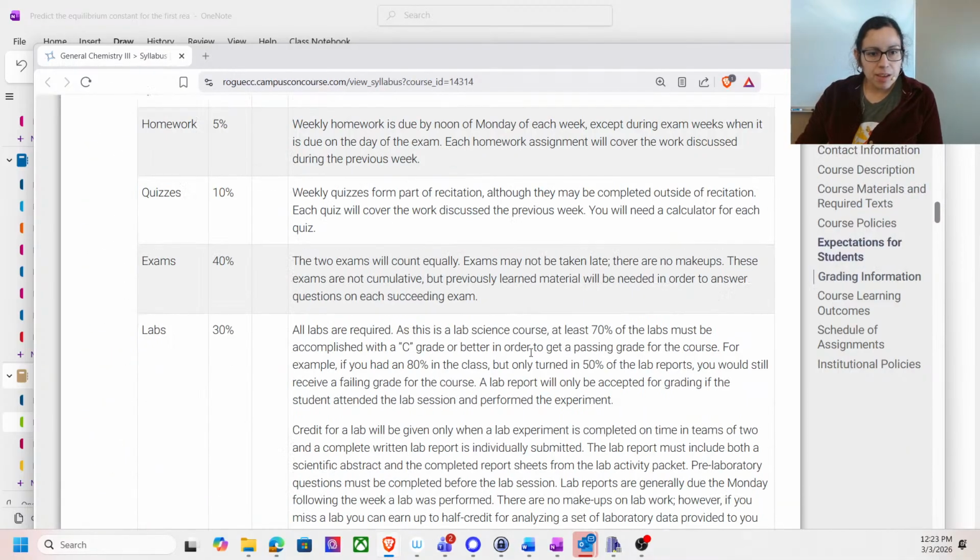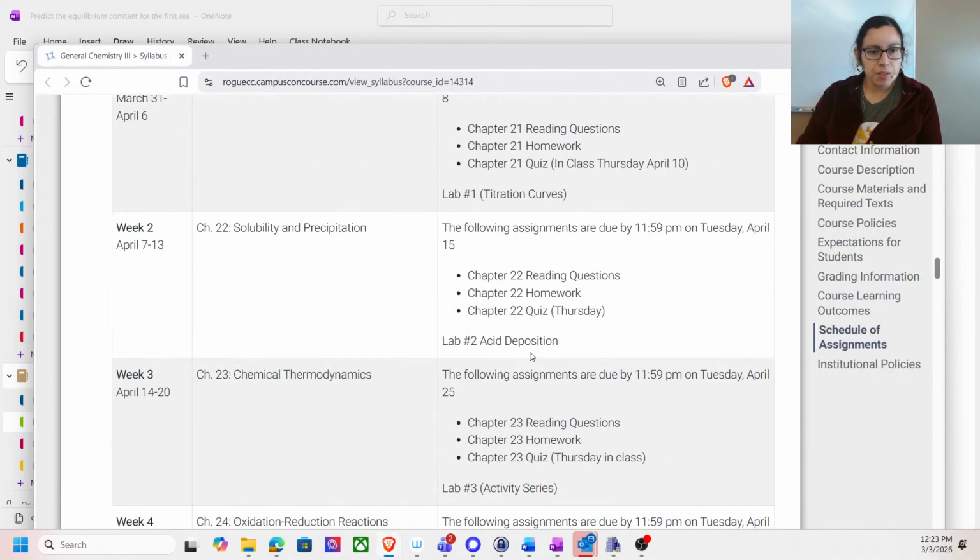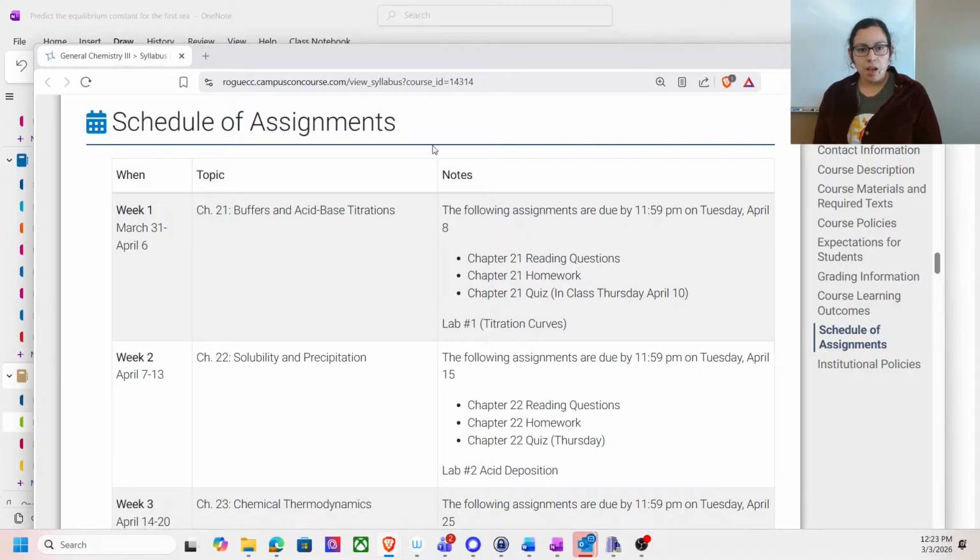But that being said, we will continue our equilibrium, so obviously buffers and acid-base titration. That's going to be more acids and bases. It will be a little bit more intense with equilibrium, but it'll still just be equilibrium.